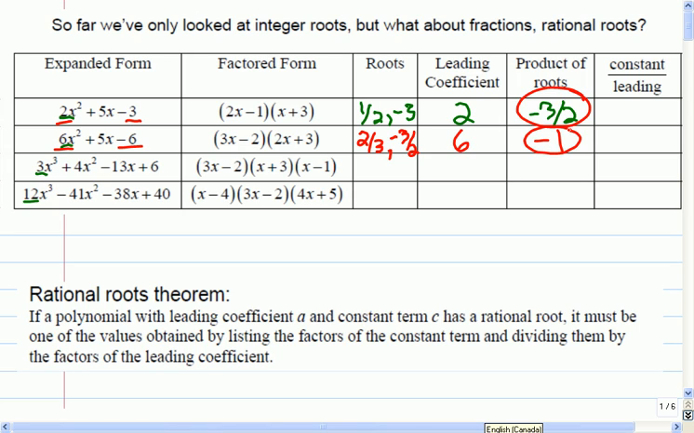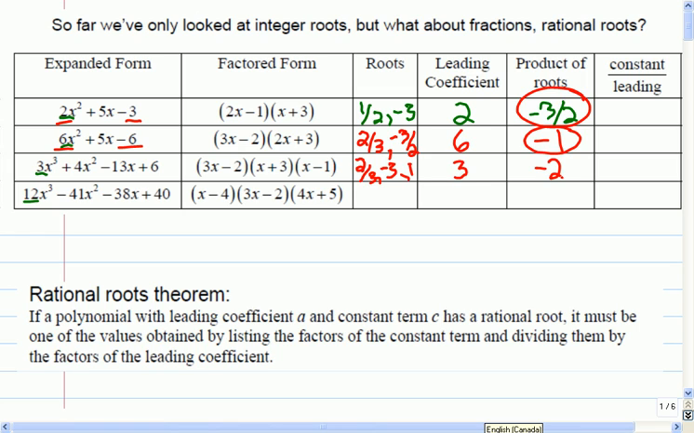Okay, so I'll finish this one here. This would be 2/3. I'm going to run out of space. -3 and 1. There we go. -3 and 1. So leading coefficient this time is 3. I'm going to multiply all of these together. That's going to give me -2.